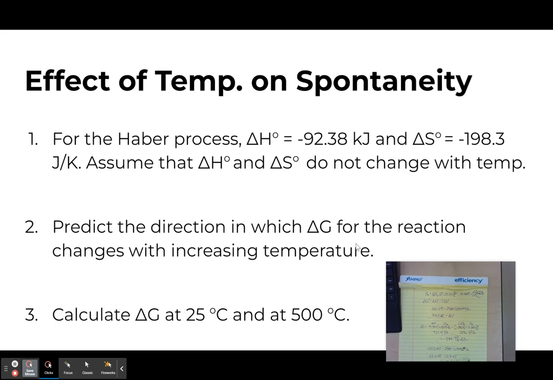So then we can calculate delta G at 25 degrees and 500 degrees. And I just think in terms of time, this is a long Edpuzzle, so let's not do it. But if you do it, you end up getting what we decided.